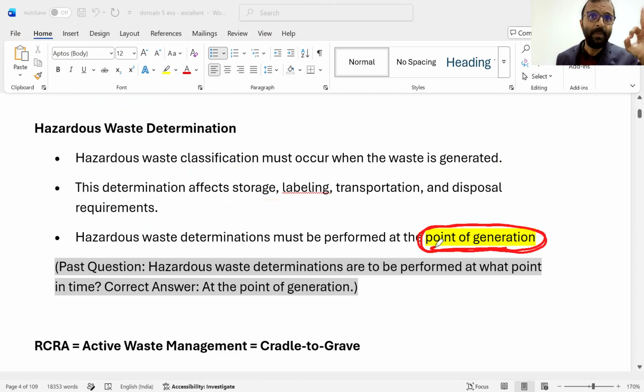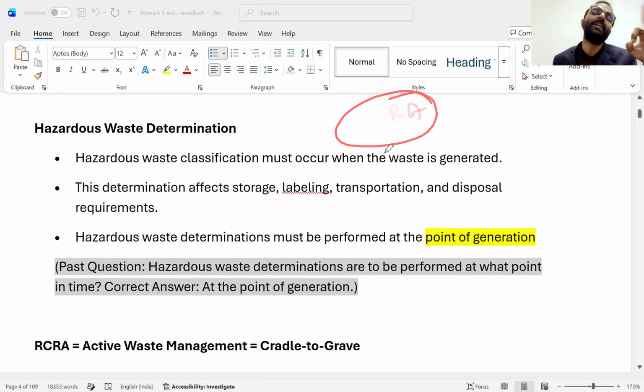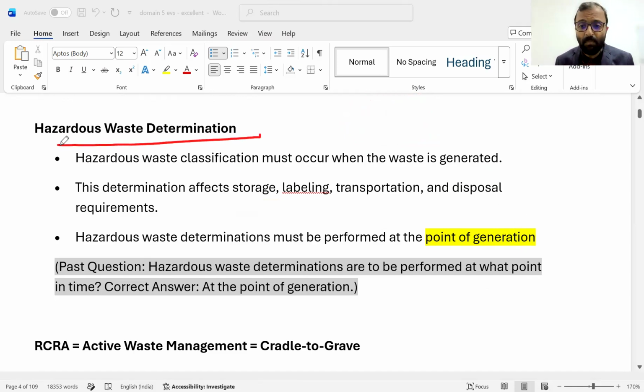So hazardous waste, किसका responsibility है? Active hazardous waste, RCRA's responsibility. RCRA में क्या है? Manifest system. What is this manifest system? Tracking and shipping document. So this is very important. When you are determining who is responsible, the generators are responsible, not the transporters, not the person who is handling. The generators are responsible for the waste management. Hazardous waste determination कहाँ पर करेगा? At the point of generation. So at the point of generation, the hazardous waste determination must be performed at the point of generation.